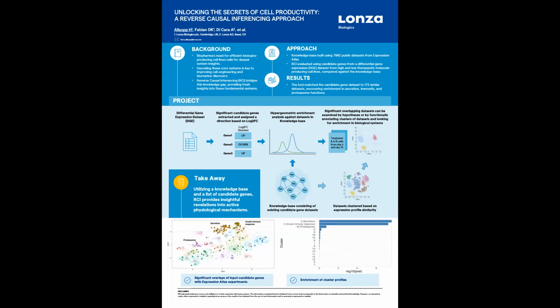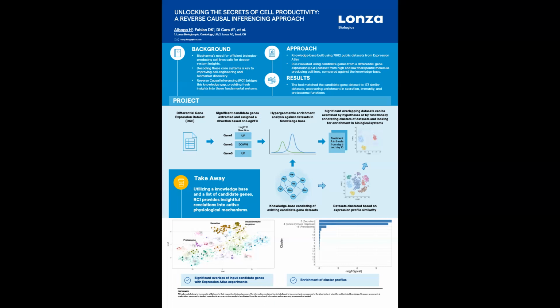And the results that we generated were that we had 173 significant overlaps out of the 8,000 public data sets. And by looking at the clustering of the TSNE and the functional enrichment of the clusters, we discovered that the data set had significant enrichment for secretory functions, immunity, and also proteasome functions.